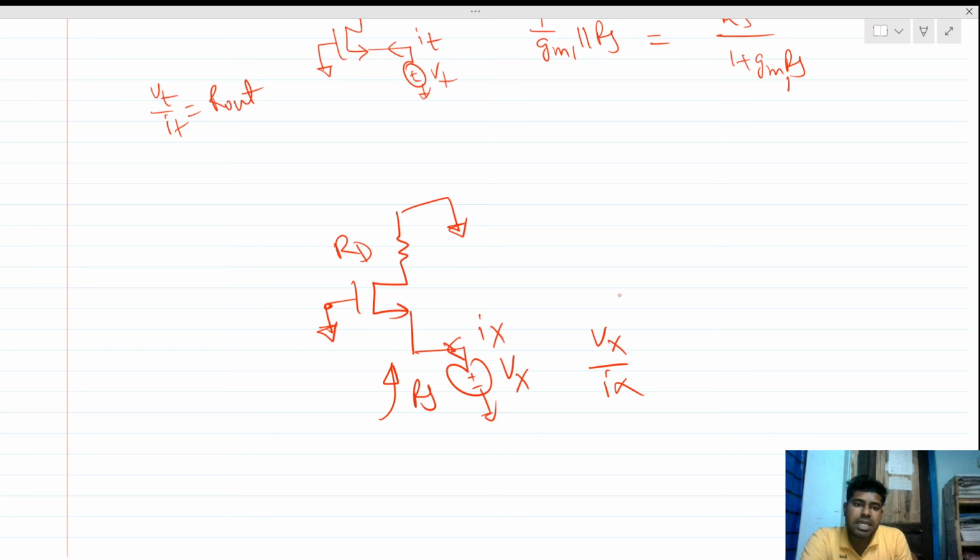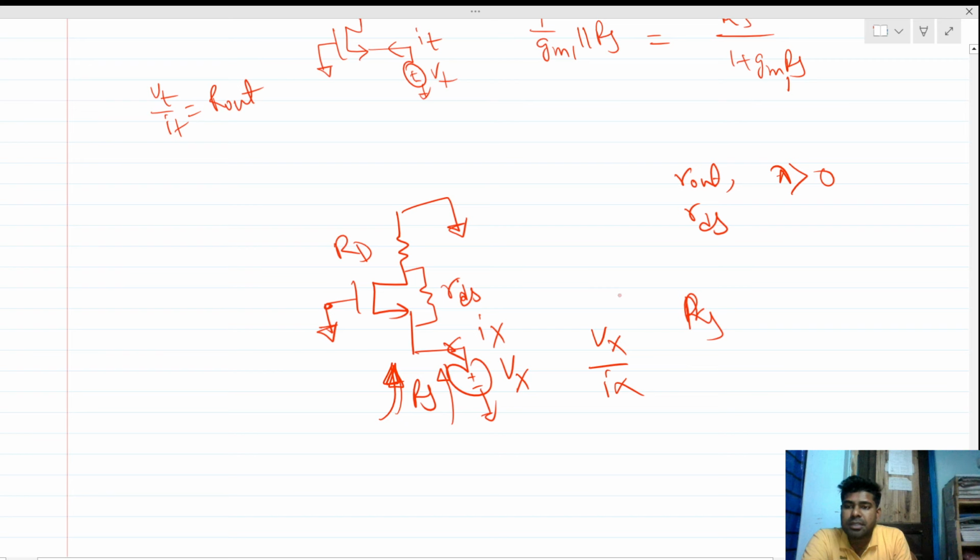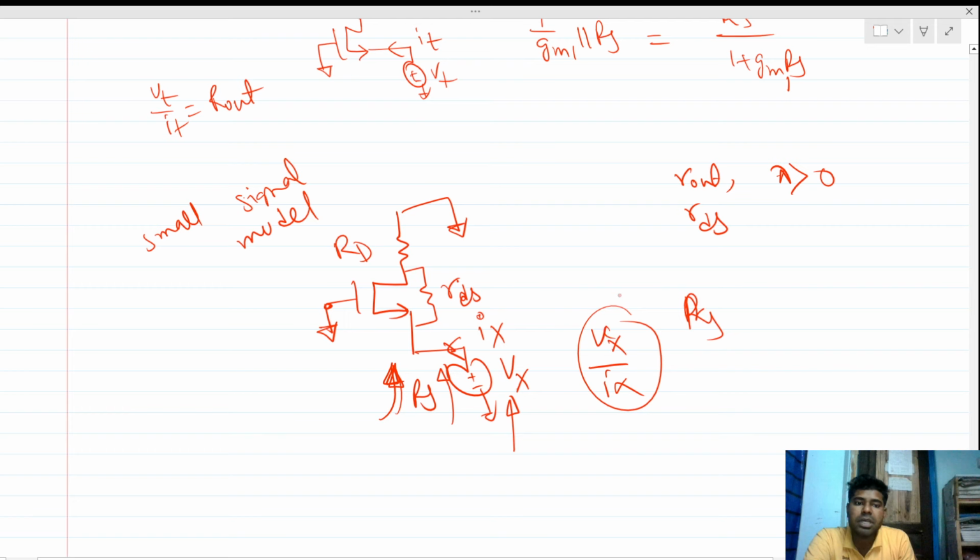Basically this is a common structure and we will be assuming the R out is also present, because the channel length modulation is present here, so lambda is greater than 0. Now if we have an R0 here, let's say RDS, what will be the looking-in impedance upward from here? We do the small signal model, apply a test voltage and measure the Ix, then take the ratio. Then RS will be nothing but RD plus RDS divided by 1 plus GM RDS, where RDS is the output impedance of this MOSFET. So this will be our RS.